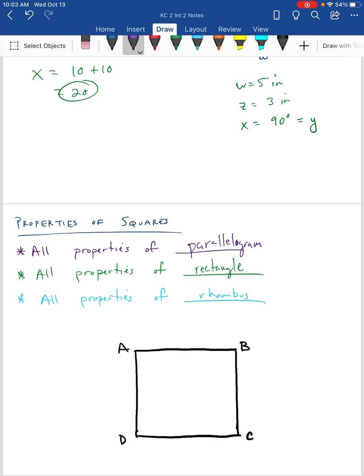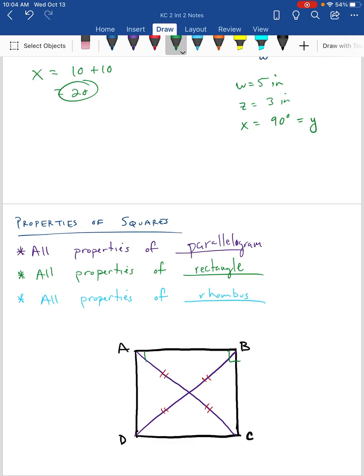Okay, so again, I have a square labeled A, B, C, D. So my properties of a parallelogram, right, we know that diagonals bisect each other. We know that opposite sides are congruent. In a rhombus, all of the sides are congruent. So this is going to kind of be everything put together. Okay, so diagonals are congruent. We also know that these bisect each other, right? And it's a square, so they're all going to be equal.